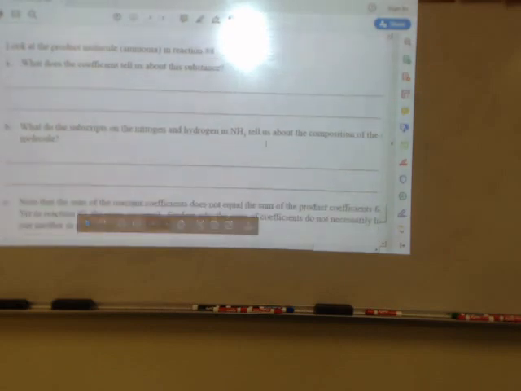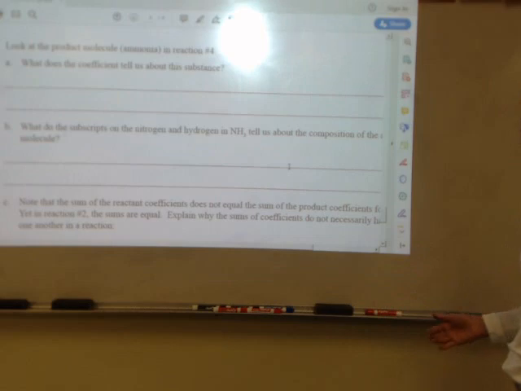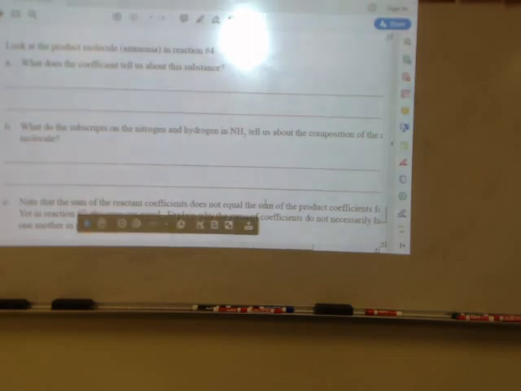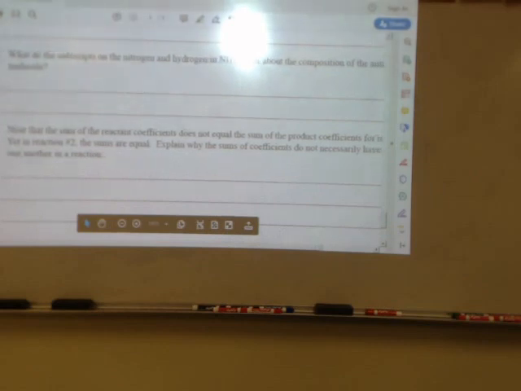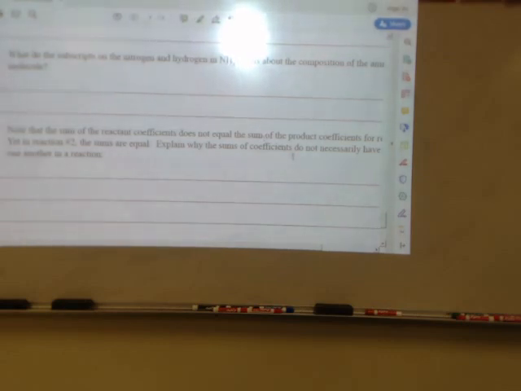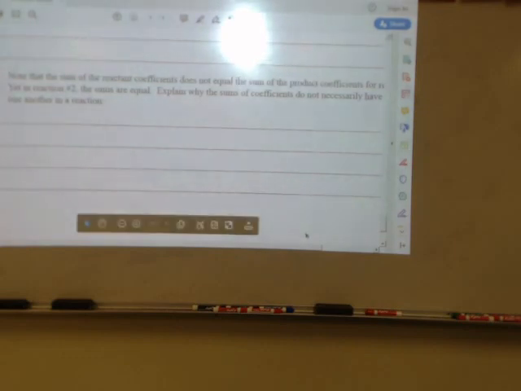Number 3, look at the product molecule, ammonia, in reaction number 4. What does the coefficient tell us about the substance? Well, the coefficient in front of ammonia will be distributed to the N and the H in ammonia, which will change the number of atoms we have. What do the subscripts on nitrogen and hydrogen tell us about the composition of the molecule? So that tells us that we have 1 nitrogen and 3 hydrogen atoms in each molecule of ammonia.